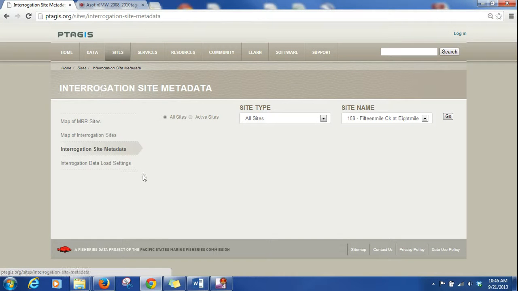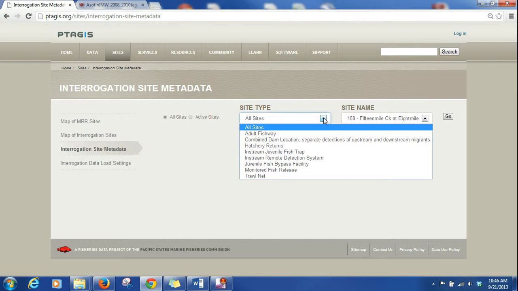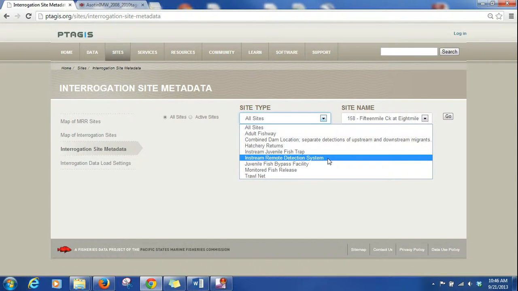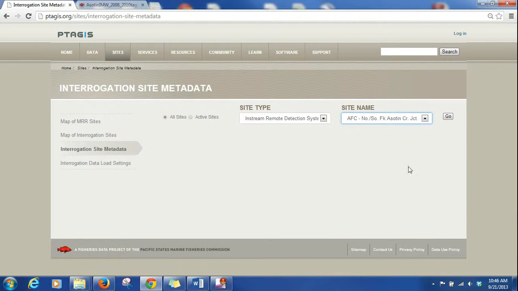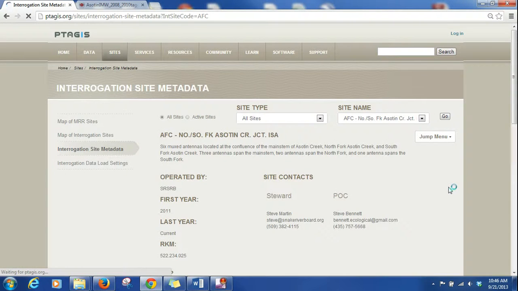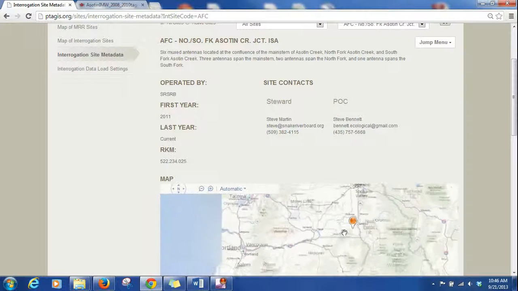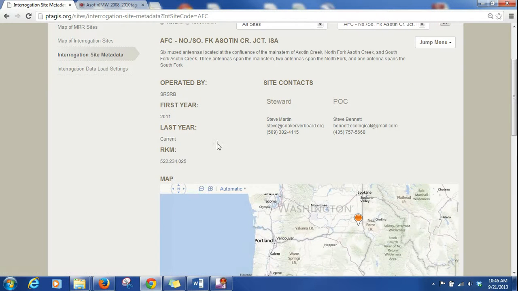You can also look at data specific to each interrogation location. Let's say we wanted to know a little bit more about how long the antennas had been in the Asotin. We could look up in-stream remote detection system, and we could find this antenna that was just below the confluence of the North Fork, South Fork, Asotin. And then we could see where that was located, at what river kilometer, and when it was installed.